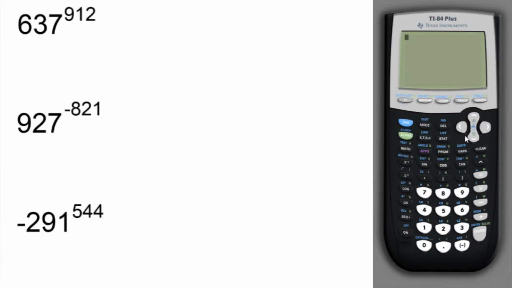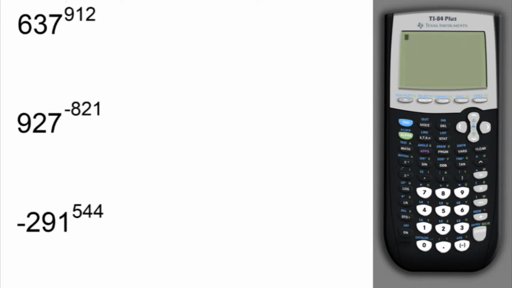On the left here, I have 3 examples of them. Looking at them, you might think, well, why can't we just type them into the calculator? Well, let's try that. 637 to the power of 912. When we click enter, it says error overflow. So that's what we're going to be talking about, how to avoid that and how to get an accurate answer.